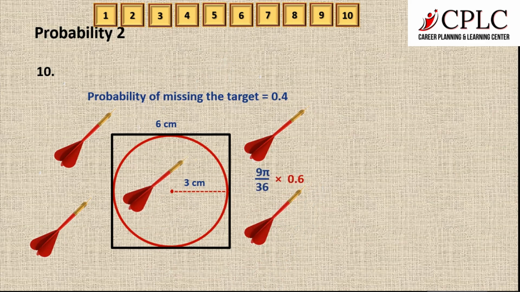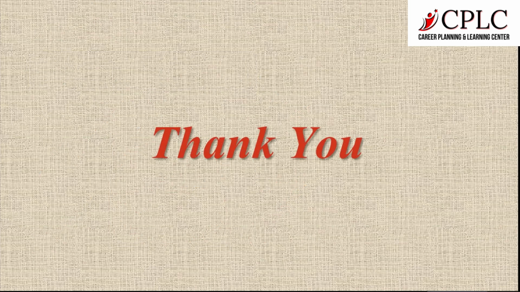So area of circle, pi r square, r is 3, so 9 pi, upon area of cardboard, that is area of square, side square, which is 6 square, which is 36, into probability of hitting the target, which is 0.6. You do this calculation, you get the answer as 3 pi by 20, which is option 5 for the 10th. So this is how you can solve these types of questions. With this, we are done with probability 2, that is H5. Thank you so much.